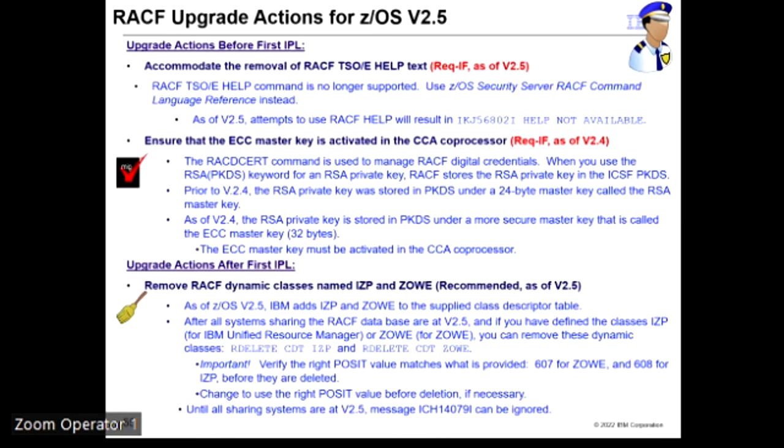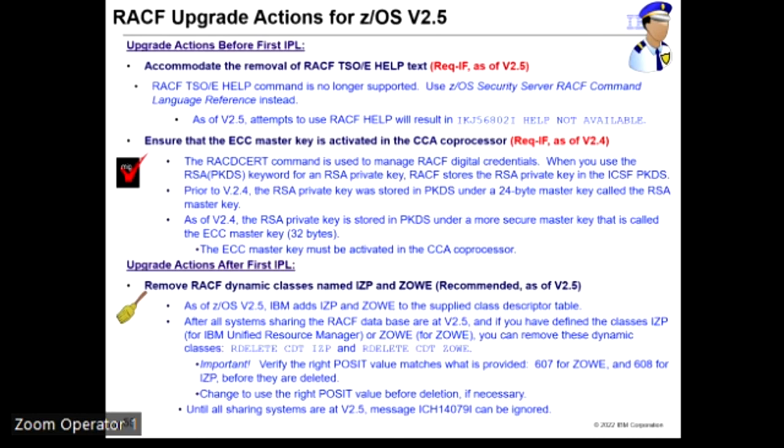The last one in here was a recommendation that we had in z/OS 2.5, and that's in the RACF dynamic class. In the supplied dynamic class descriptor table, we have added IZP and ZOE. And so therefore, you don't need to add them into your own dynamic classes that you have specified, because we have them in the ones that we specify ourselves in RACF. So you can remove them.